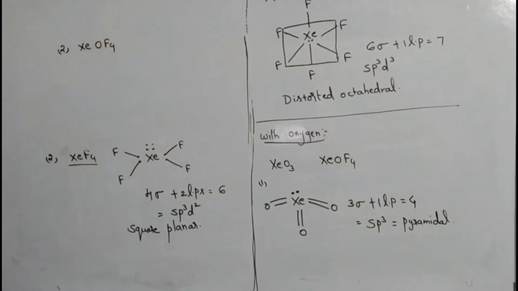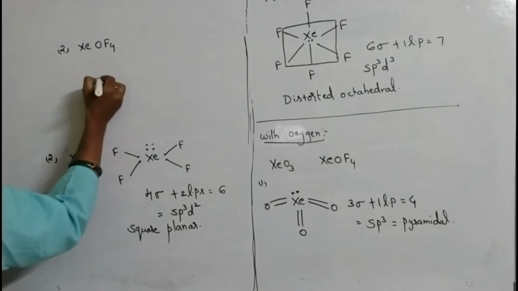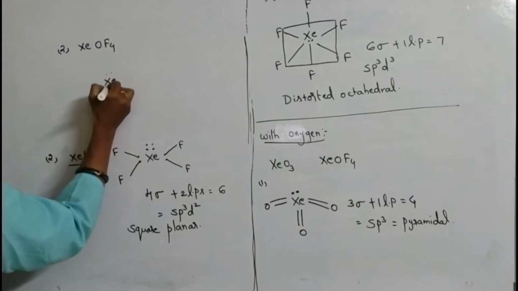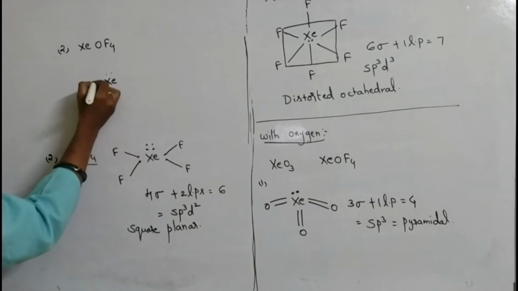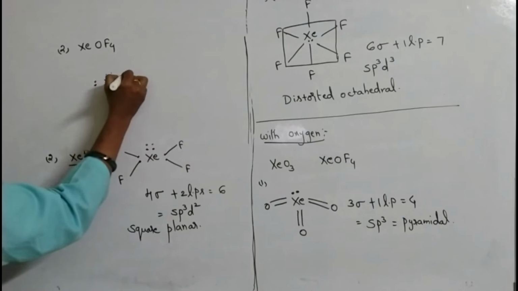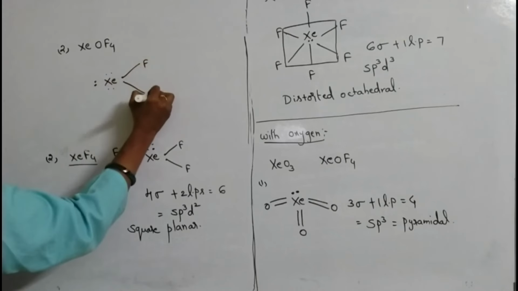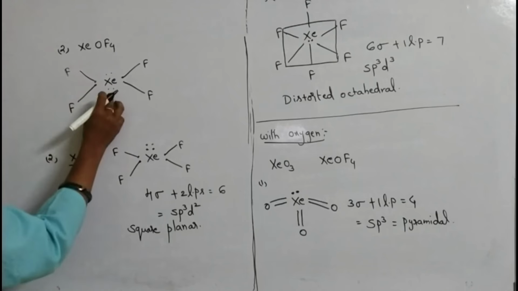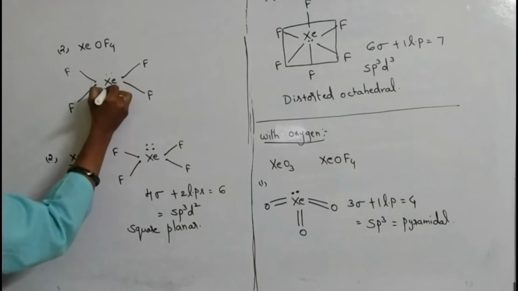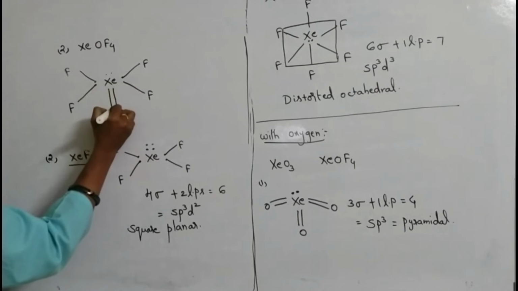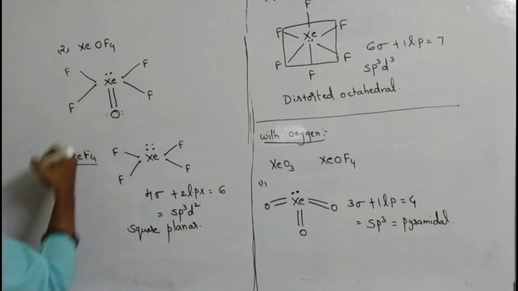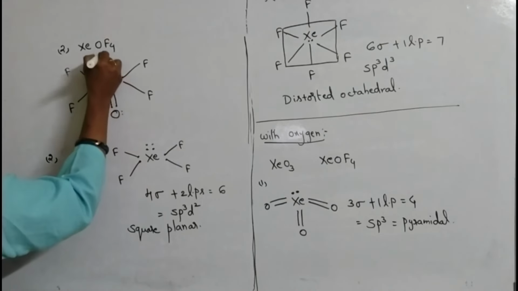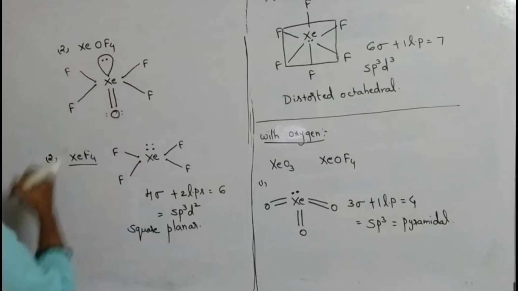XeOF4, xenon oxytetrafluoride. So xenon is having what? 8 valence electrons. With 4 fluorines, it forms 4 bonds, like this. And with 1 oxygen, it forms a double bond. Now 1 lone pair of electrons is left over.